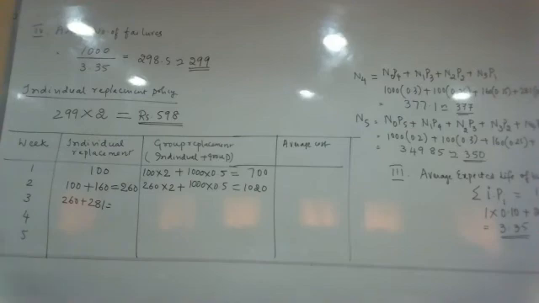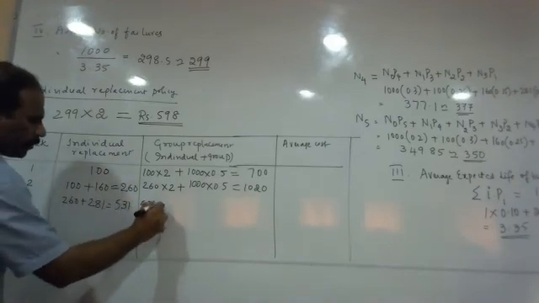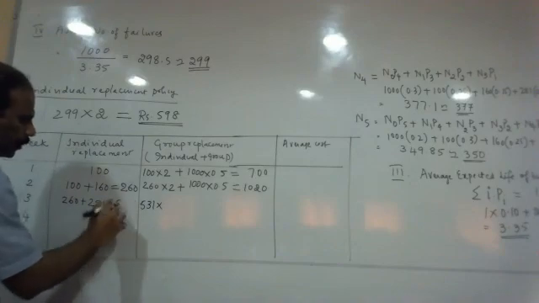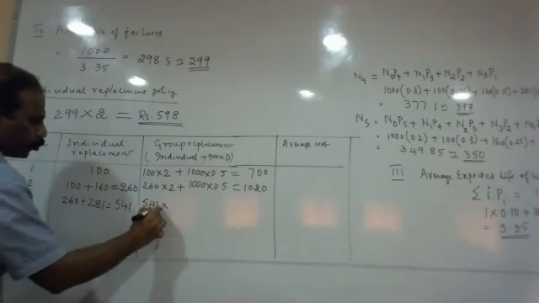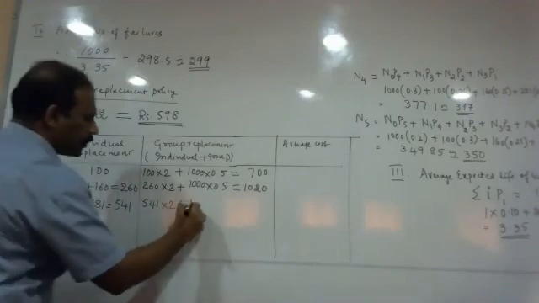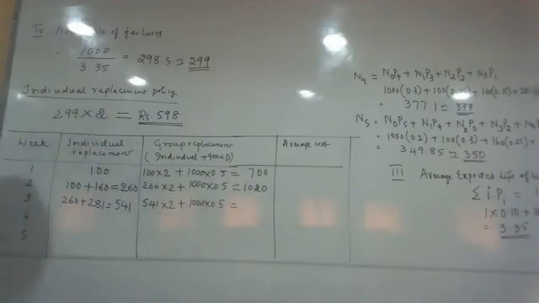541. Okay, now the same thing. So 541 will become 541 into 2 plus 1000 into 0.5. Now what is the answer? How much do we get for this? 1582.